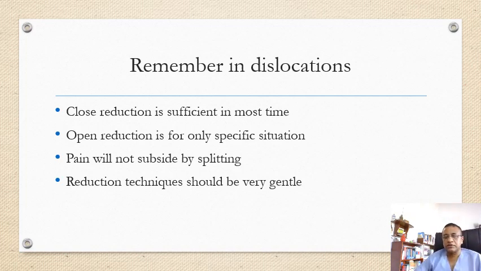If you have tried 1 or 2 times and are still unable to relocate, then think about what the reasons can be. It can be interposition of soft tissue or bony fragments. So revisit the X-ray, try to see what the reason is, and plan your further management accordingly. Because excessive force is not an answer for a difficult case. You should not apply excessive force.